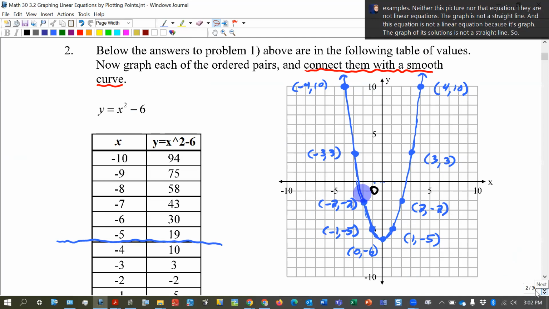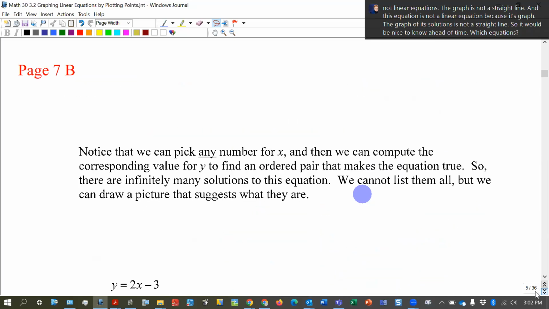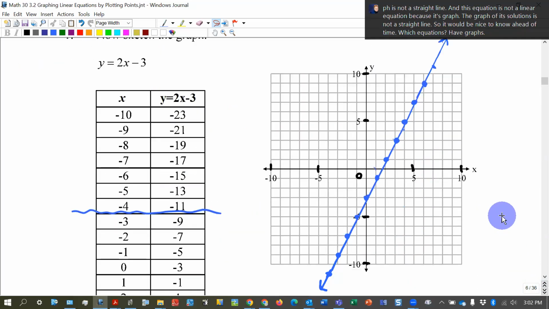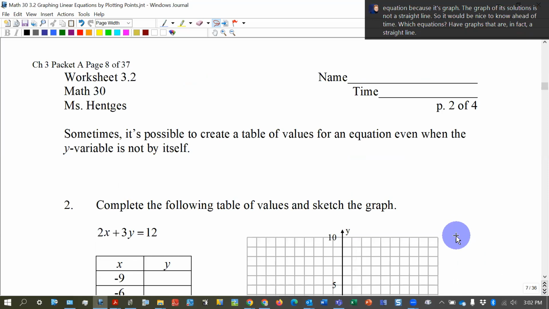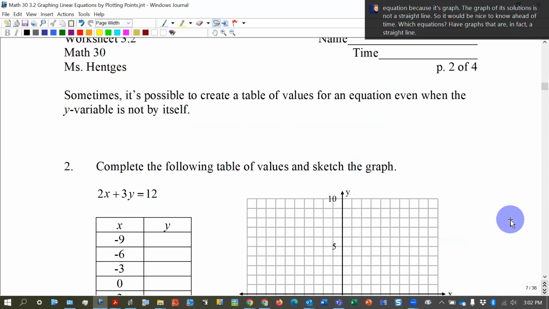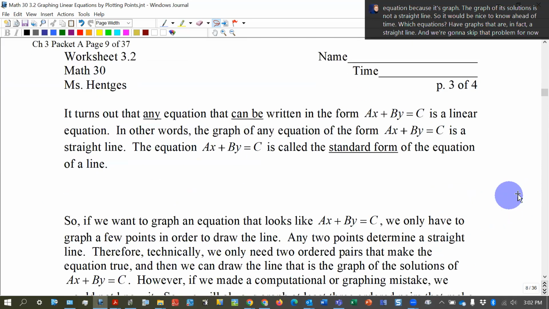So it would be nice to know ahead of time which equations have graphs that are in fact a straight line. And we're going to skip that problem for now. We're going to go to this one.